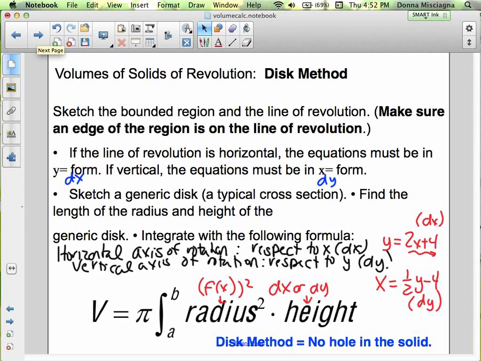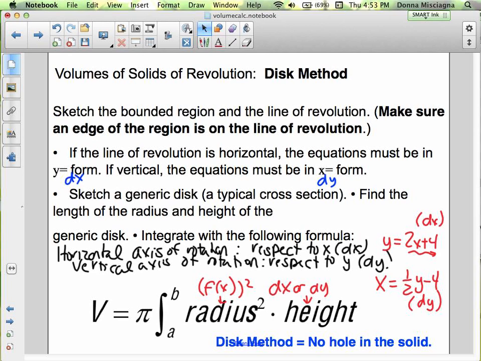When we solve these, we're going to sketch the bounded region and the line of revolution. Make sure an edge of the region is on the line of revolution. If an edge of the region is not on the line of revolution, this is not a disk at all. It's actually a washer. That's the next lesson. If the line of revolution is horizontal, the equations must be in y equals form, and it's going to be dx. So for instance, y equals 2x plus 4 would be a dx, and we'd be revolving around a horizontal line.